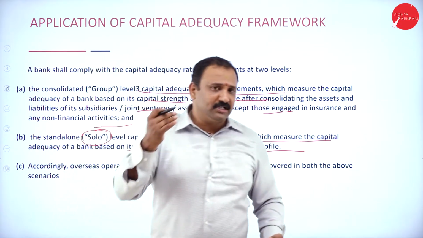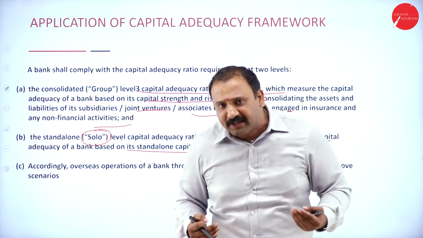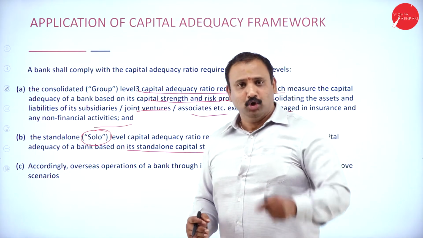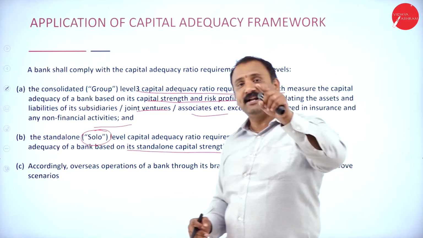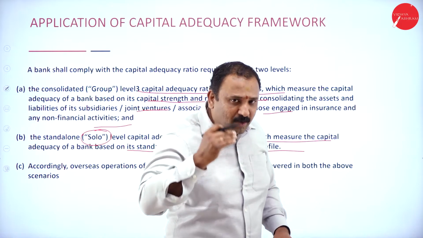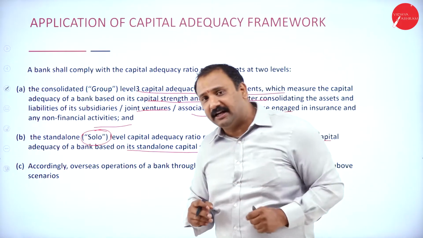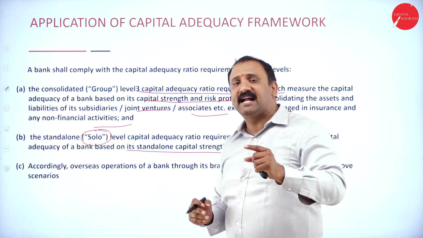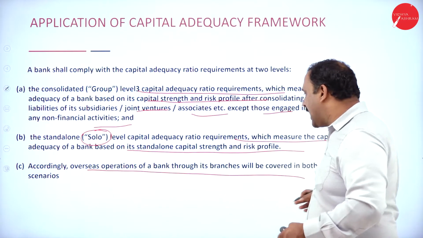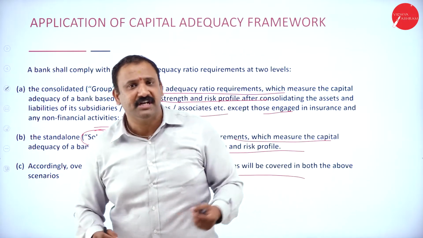So what comes into the picture is that when the bank is ready to absorb the shock, the capital adequacy ratio in terms of the standalone performance will definitely be measured. You need to understand very clearly that unless each and every branch of the banking system is ready to absorb the shock factors, they will not be able to stand in the capital adequacy factor. So they need to maintain the standards as prescribed by the RBI, and the overseas operations of a bank through its branches will be covered in both these scenarios, because this is very important and interesting for us.